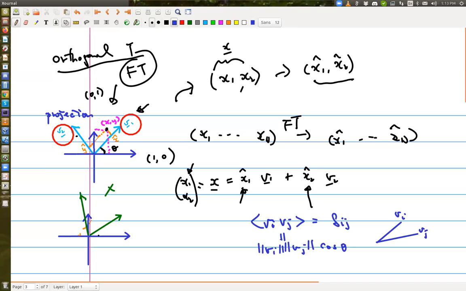Therefore, if I have, let's say, V1 and V2, where i is not equal to j, the inner product is equal to zero. That means I have to have cosine theta equal to zero. In other words, I should have 90 degrees here. So therefore it's perpendicular, or orthogonal.